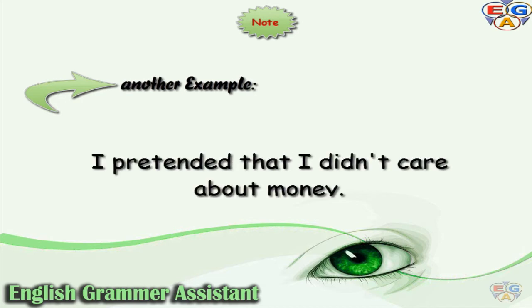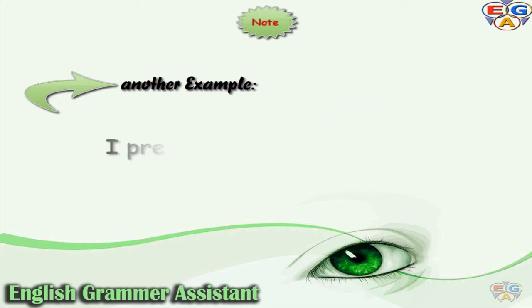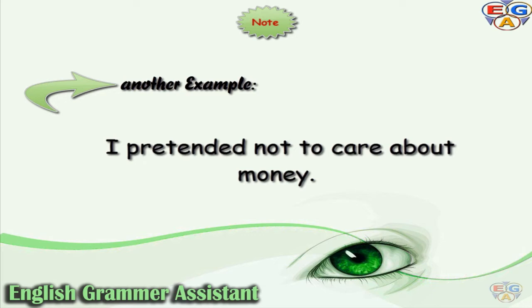Another example. I pretended that I didn't care about money. The noun clause in this sentence talks about an action, caring, that was done in the past in synchronicity with another action, pretending, and can be reduced to infinitive. The new sentence after reduction is, I pretended not to care about money.